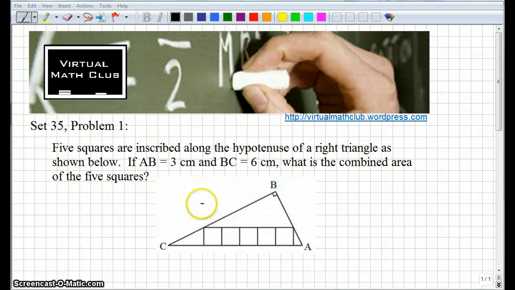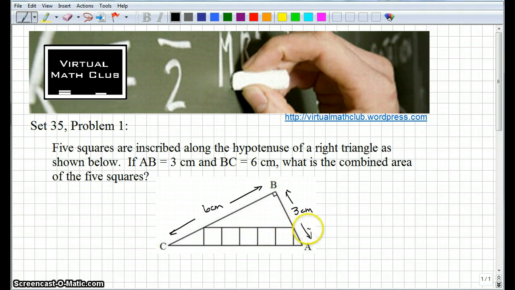Problem number 1. Five squares are inscribed along the hypotenuse of a right triangle as shown below. If AB is equal to 3 centimeters, let's mark that on here. So this is 3 centimeters along here. And BC is 6 centimeters, 6 centimeters from B to C. What is the combined area of the 5 squares down here?